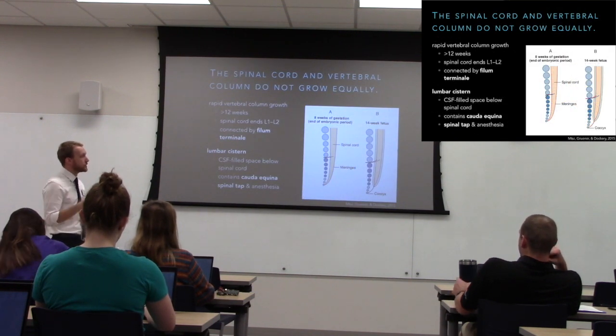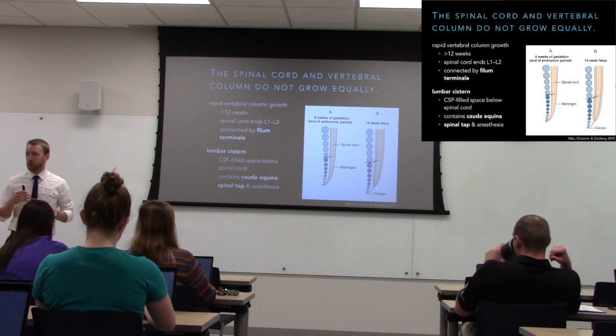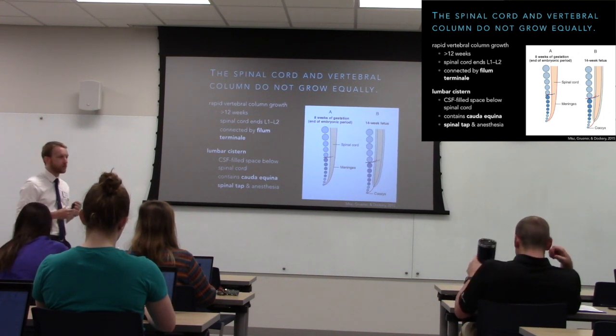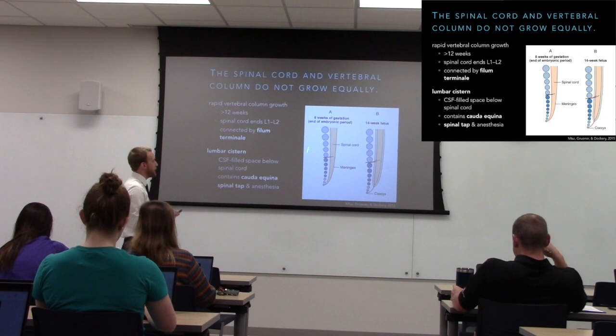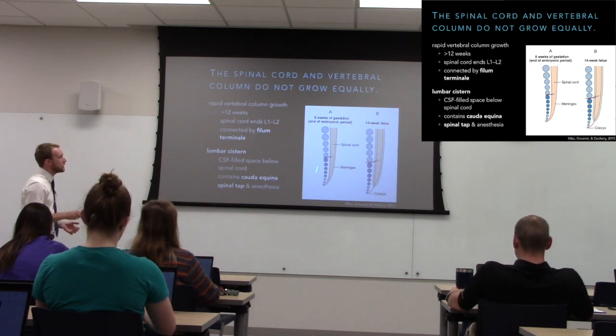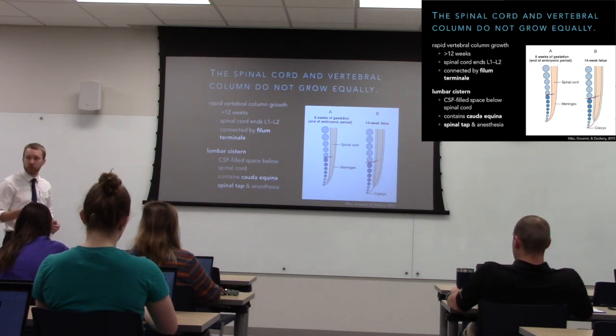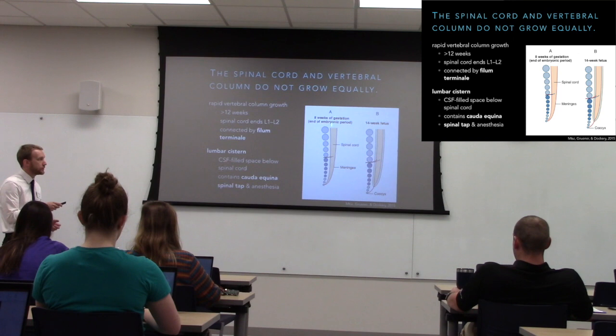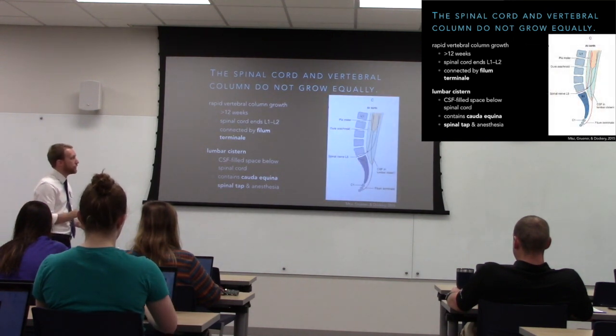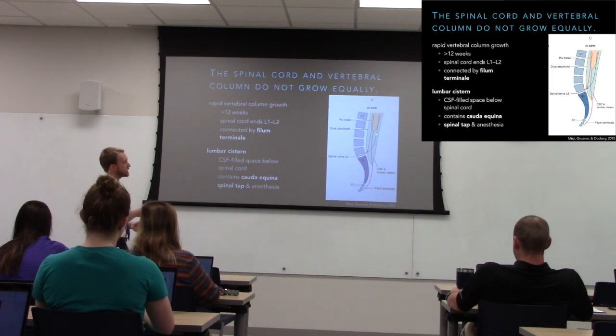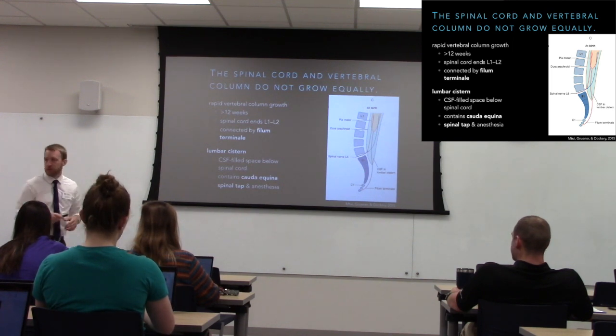Now, when we're building this spinal cord over time, we don't build it at the same rate that we're building our vertebra. We're going to have rapid expansion of that vertebral column, around 12 weeks or so. Before then, spinal cord and the vertebra match up pretty well. But throughout development, the vertebra grow more rapidly than the spinal cord. This will eventually stop. And then at birth, the end of the spinal cord is actually around L2, somewhere in that region.